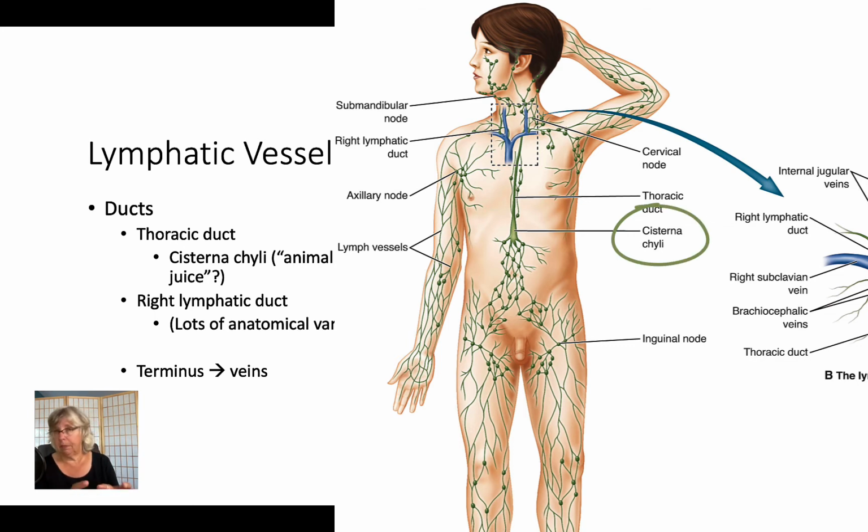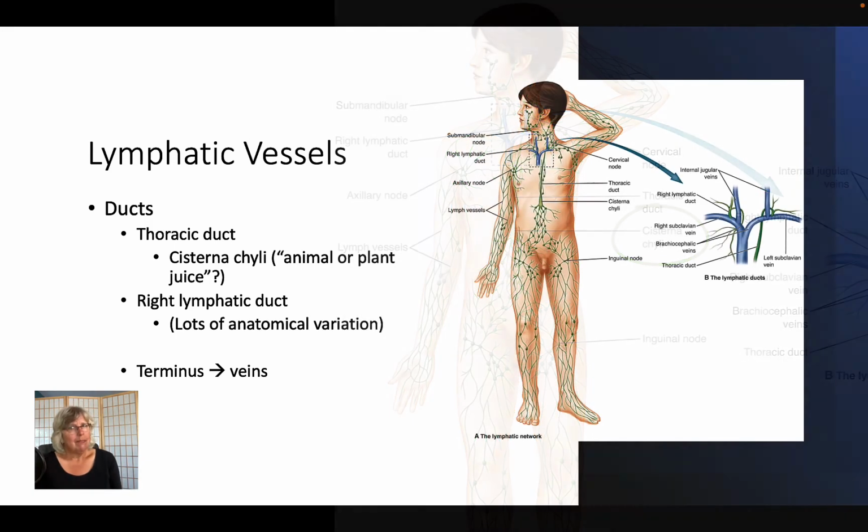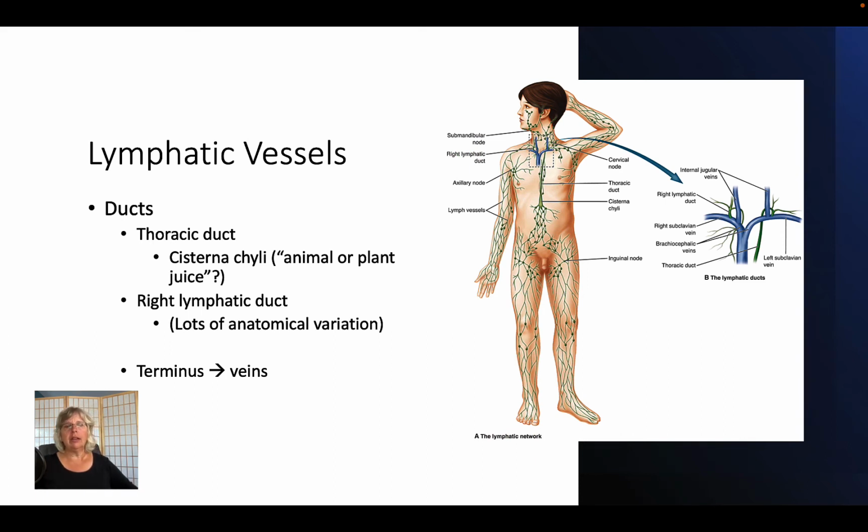Cistern, of course, means collecting area, but chyli, I looked this up, comes from the Greek for animal or plant juice. So the cisterna chyli is collecting lymph from the lower abdomen, the pelvis, and the lower extremities. That's going to work its way up.